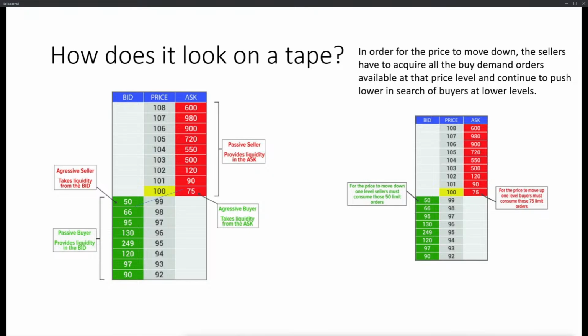Okay, and then the bid side. Who's on the bid? It is the same, but in reverse. That's correct. So you will have aggressive sellers and passive buyers.